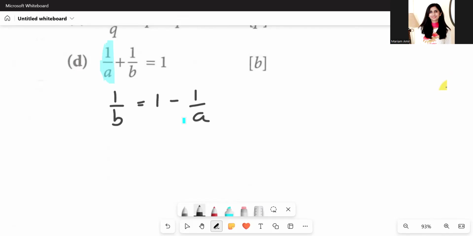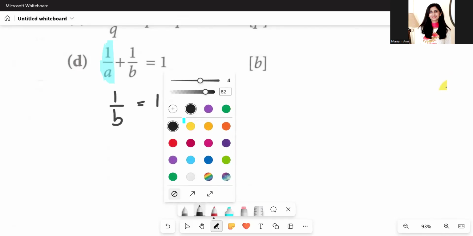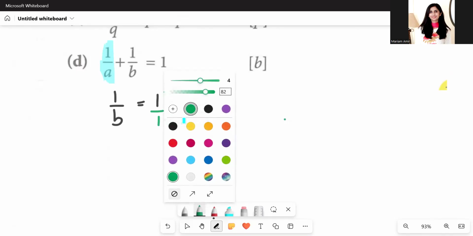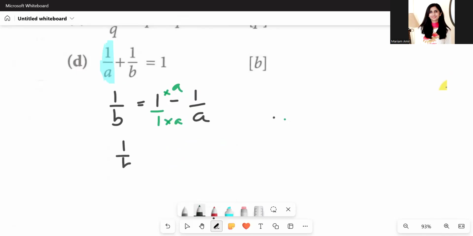Now you will need to take LCM on the right hand side to get a to be the common denominator. For that, we know there's a divided by 1 over here. And to make the denominators the same, we can do times A times A. So 1 over B equals A minus 1 over A.